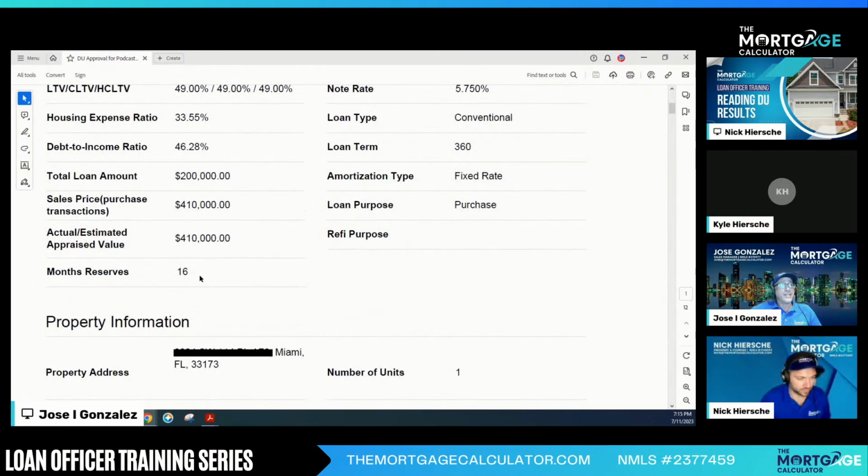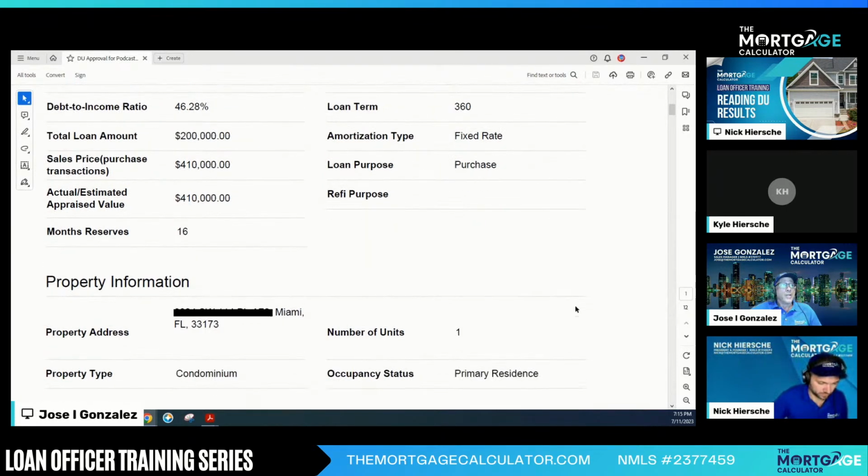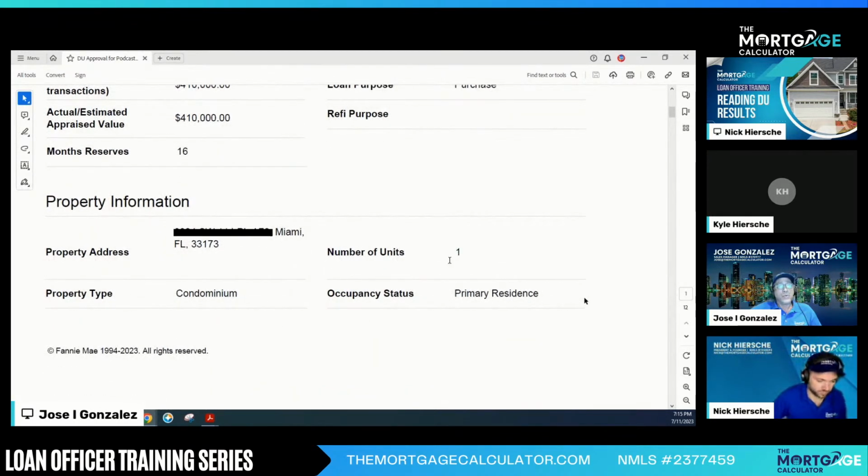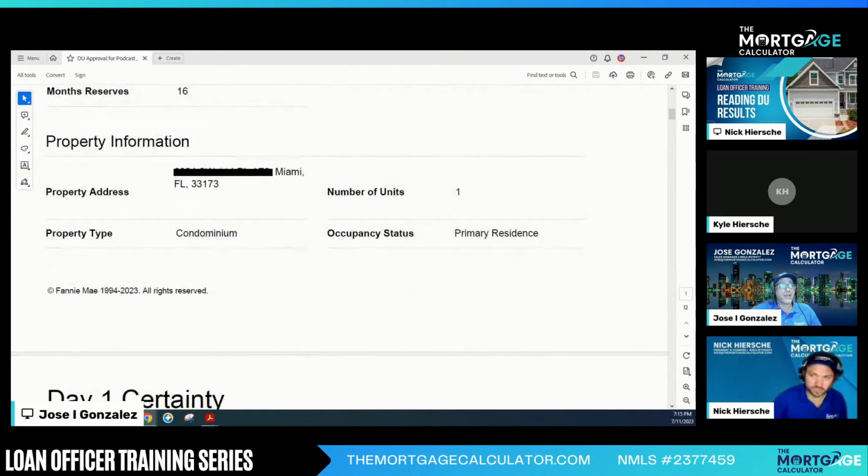The borrower has 16 months of reserves. That's one of the other factors that automated underwriting is going to look at when they're sizing up the deal. Depending on the LTV, as you're going to see when we get into the assets, sometimes they don't ask you for reserves, but this is just sizing up the deal. In some cases, reserves are what make or break your approved eligible. So now we get into property information. It is a condo, 1 unit, primary residence in Miami, Florida.